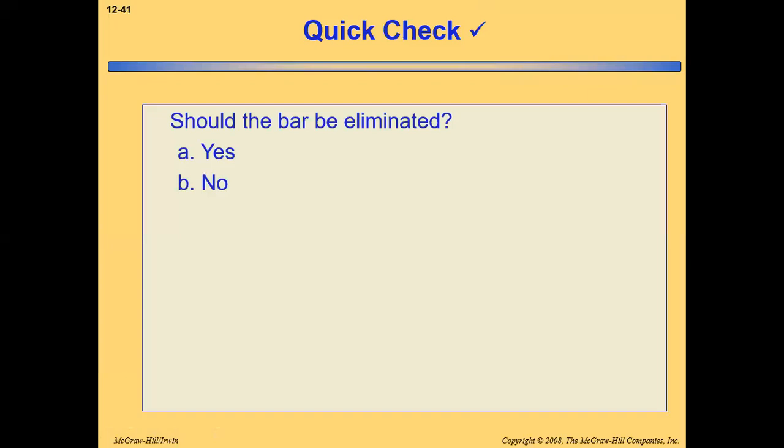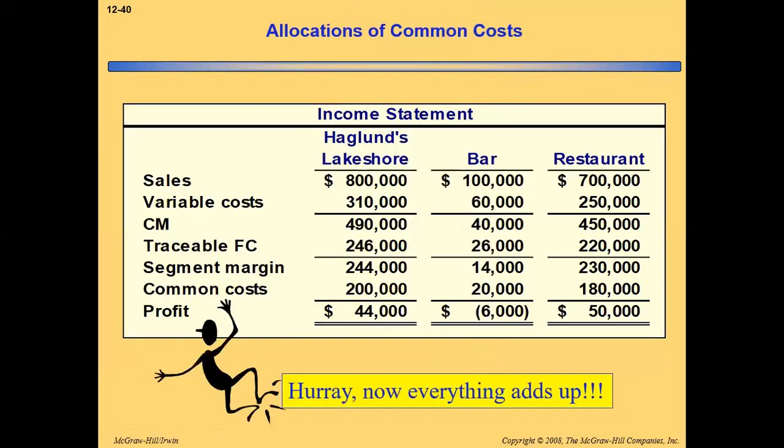Should the bar be eliminated? Now what will be your question? What will be your answer? আমরা কি বারকে এলিমিনেট করে দিব or not? Give me the answer please. Will you eliminate the bar? No. Yes or no? No, sir. No, the answer will be yes, because here you see bar profit is minus 6000.